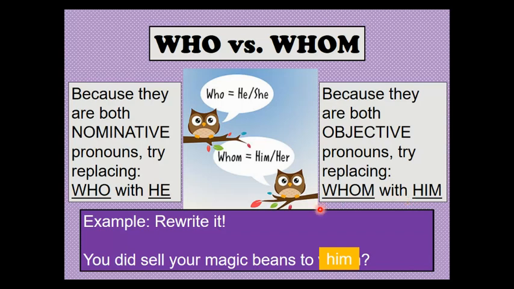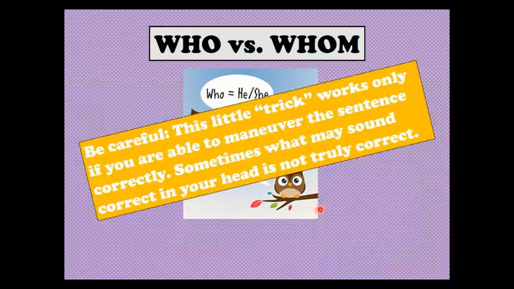So maybe that might help you as well. But ultimately, there's a nice little system that I have, like a 4-step plan to help you understand this. Because the thing is, it's a great trick, but it only works if you're able to maneuver the sentence correctly. If you can't, sometimes you think it sounds right in your head, but it's not really right. And that's the problem with the word whom: we just don't speak it correctly.